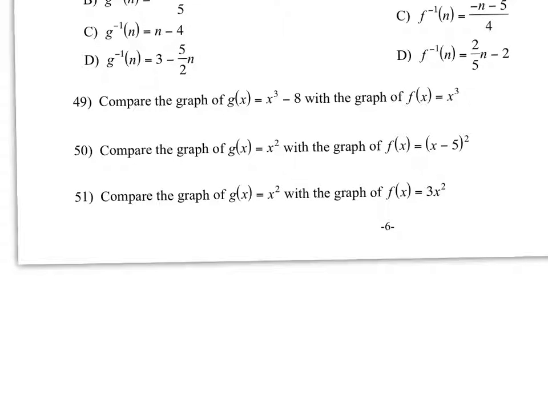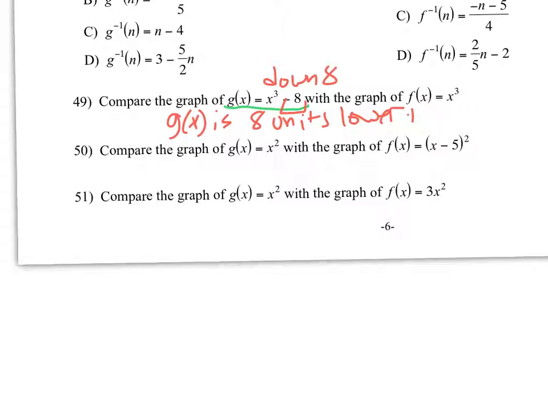For 49, we've got to compare the graph of g of x, x to the 3 minus 8, and f of x, which is x to the 3. Well, minus 8 means a translation of down 8. So I'd say something like g of x is translated down 8 units, or 8 units lower than f of x. Something kind of in those words.